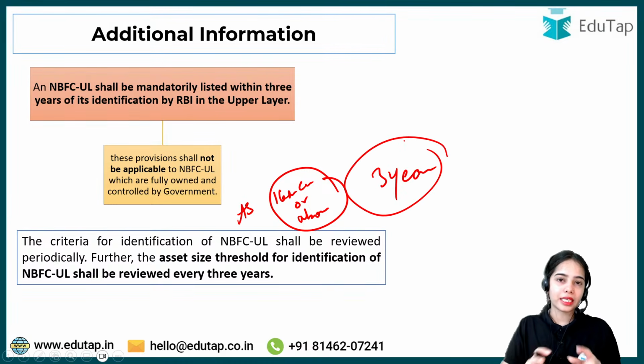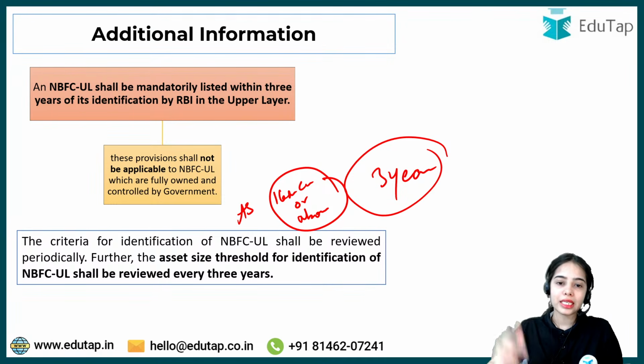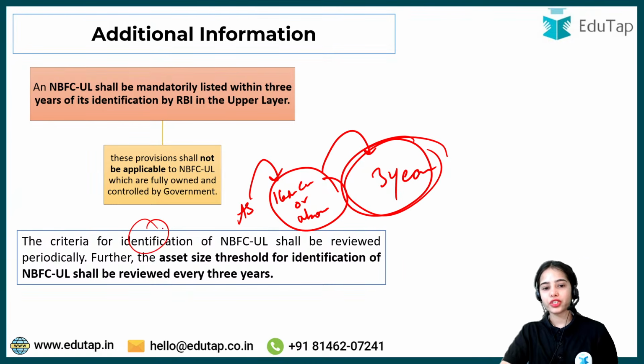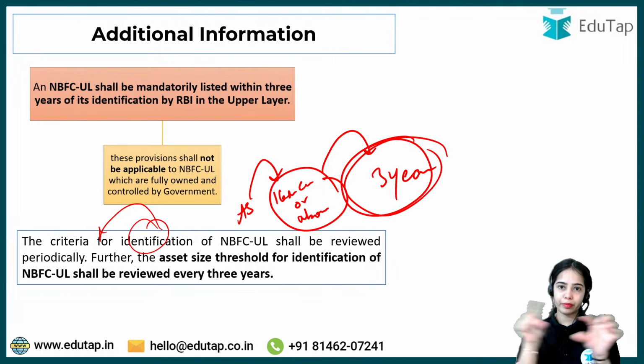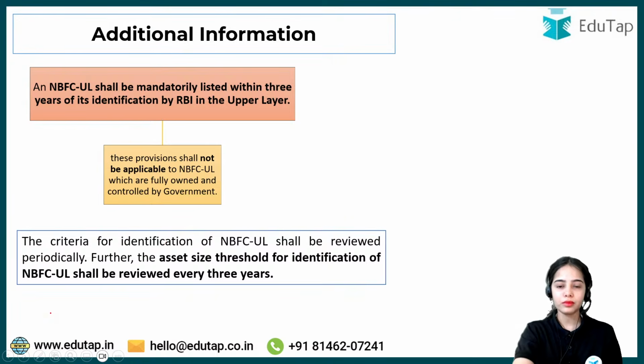Now, the whole criteria for identifying the NBFC upper layer shall be reviewed periodically. Further, the asset size criteria needs to be reviewed every 3 years. So first of all, the identification criteria has to be reviewed, whether we are using the correct asset size, or the correct method of identifying the upper layer NBFC. Then the asset size limit or threshold should also be reviewed every 3 years. That is the idea.